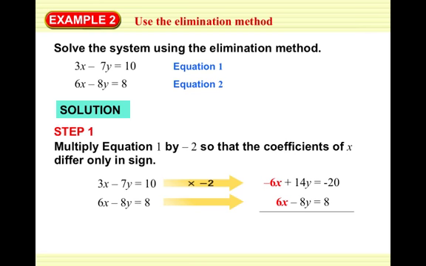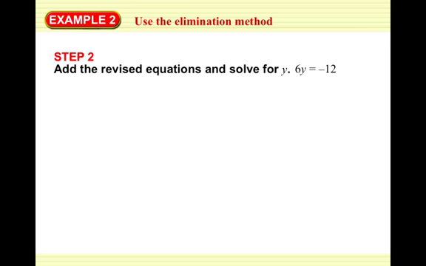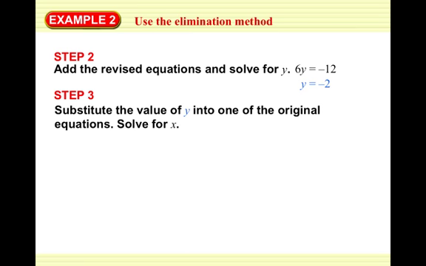And let's see, what did we have there? Negative 20 plus 8 is negative 12. So 6y equals negative 12. Divide both sides by 6, and you get y equals negative 2. Now we need to know what x is, so we're going to take that y equals negative 2 and put it into one of the original equations and solve for x.